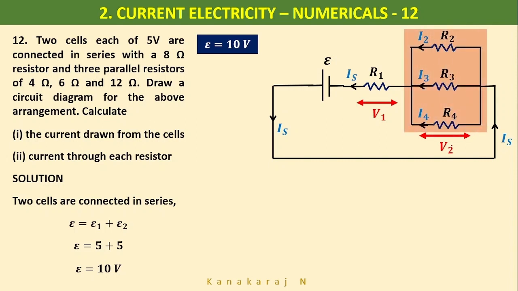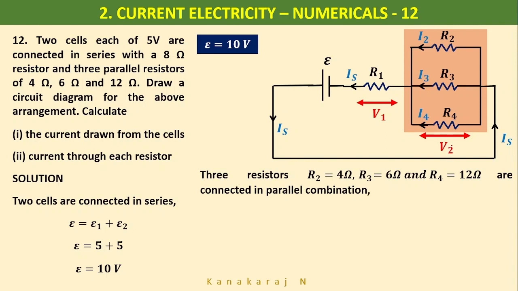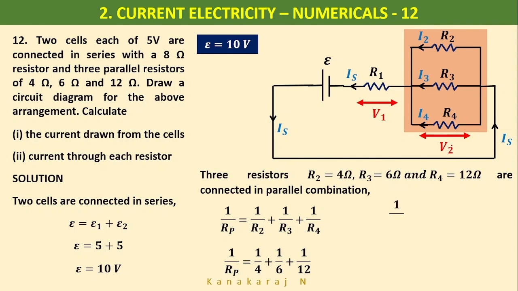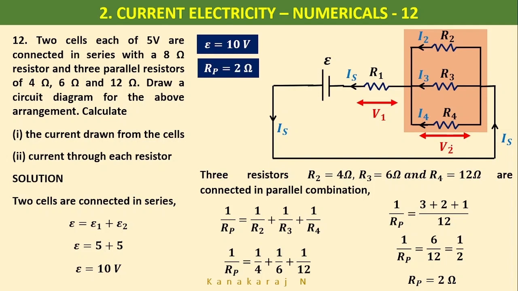Look at here, R2, R3, R4. They form a parallel connection. 3 resistors, R2 equals 4 ohms, R3 equals 6 ohms and R4 equals 12 ohms are connected in parallel combination. 1 by Rp equals 1 by R2 plus 1 by R3 plus 1 by R4. The values of R2, R3 and R4 are substituted: R2 as 4, R3 as 6 and R4 as 12. Now 12 as common denominator. Then on the numerator we have 3 plus 2 plus 1. So we get 1 by Rp equals 6 by 12 equals 1 by 2, Rp equals 2 ohms. Good. This is the second answer.